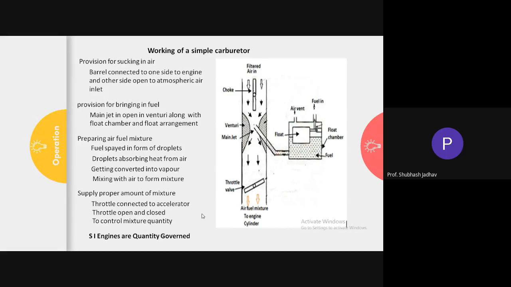So the device which you are using to help the engine respond is what you call a governor, and the process of managing this response is what you call governing. Okay, and the governing is being done in the engine by changing the quantity of the mixture.